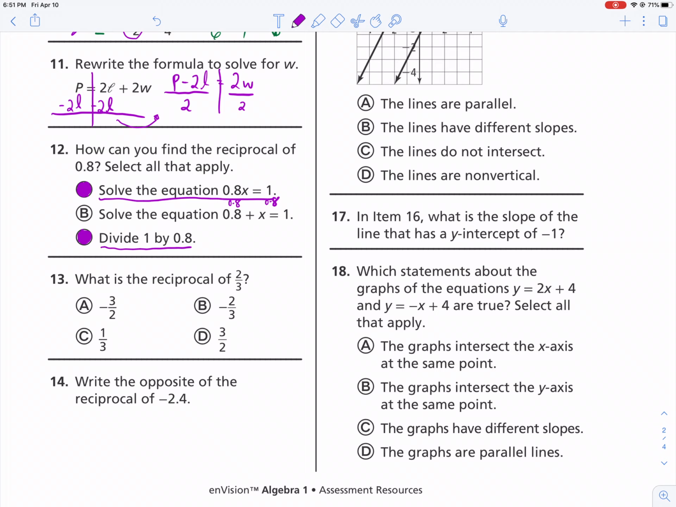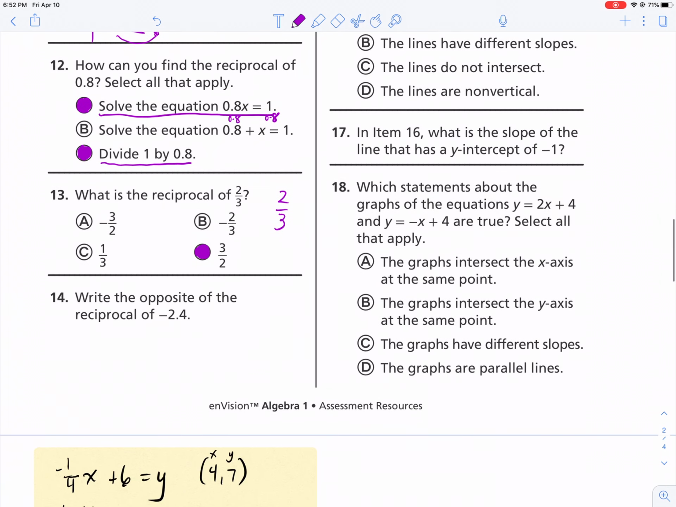Okay, going down to number 13. Hopefully it's just as simple as it looks. For this one, we don't have a lot of calculations. You just have to remember what a reciprocal is. Because I have 2/3, I'm going to take it and flip that fraction. Be careful not to just include a negative. That's only when we're talking about things that are perpendicular slopes or opposite, which are opposite reciprocals. In this case, I just want the reciprocal, so it's just going to be positive 3/2.